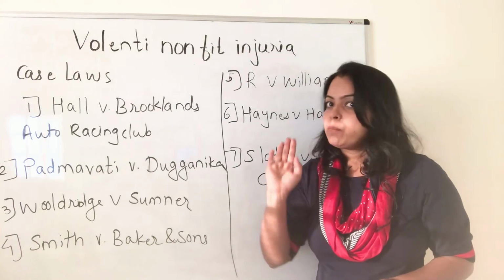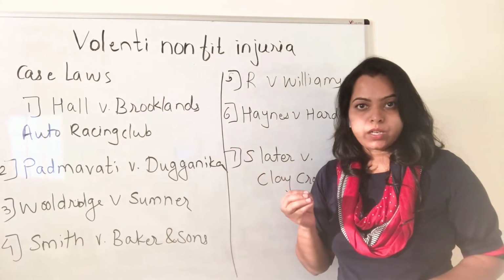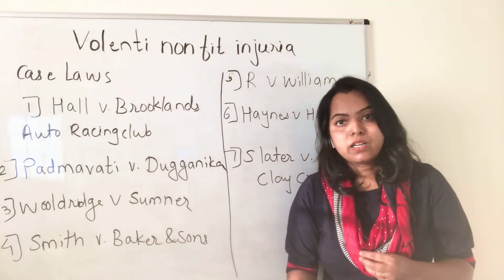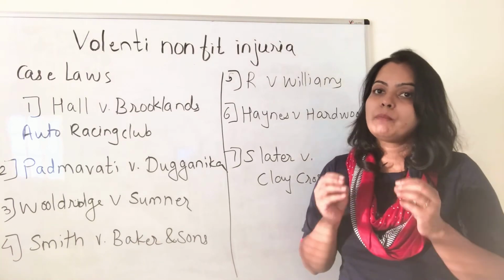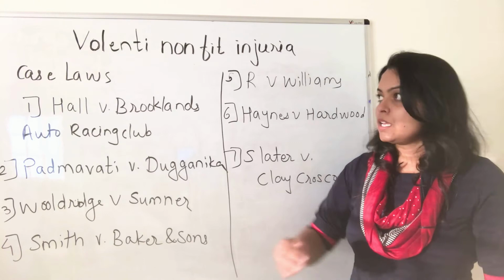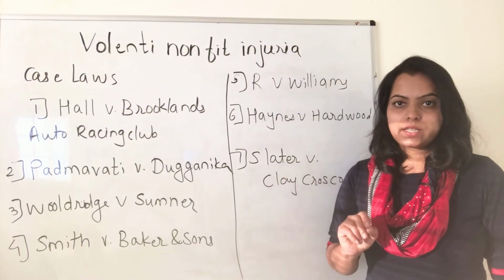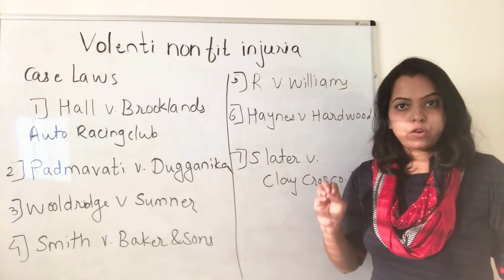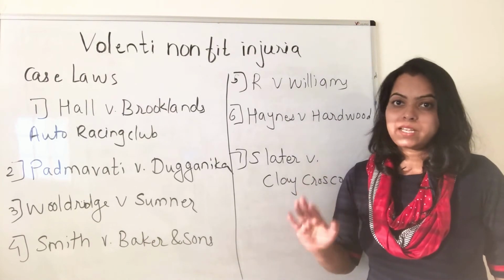In this case, the plaintiff cannot sue the auto racing club for the injury, because when he entered to see a match, he already agreed that some injury might happen to him in case some accident happens. So in this case, volenti non-fit injuria is applicable. Second case law is Indian. Remember, in the law of torts and in contract, there are lots of English case laws and Indian case laws.